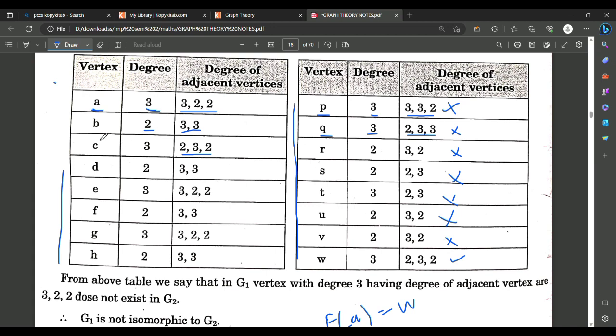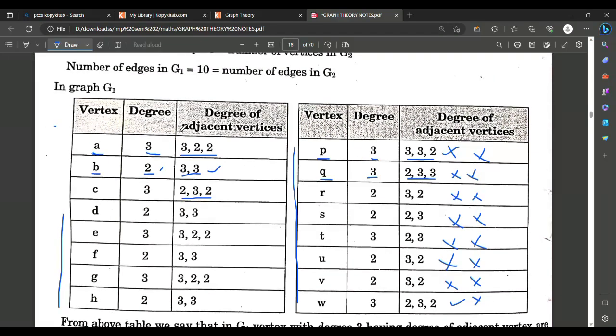Here for B, it has a degree 2 and the degrees of adjacent vertices are 3, 3. Now let us take the same here, which has a degree 2 and the degrees of adjacent vertices are 3, 3. Not this, not this, not this, not this, not this, not this, not this and not this.